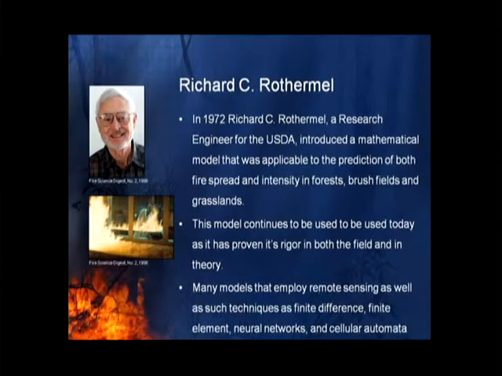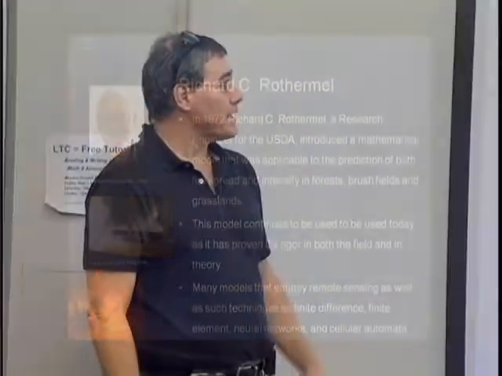And that's Richard Rothermel. In 1972, Richard C. Rothermel, a research engineer for the USDA, introduced a mathematical model that was applicable to the prediction of both fire spread and intensity in forests, brush fire, and grasslands. So yeah, it's mostly a fire spread model. The model is used today, and it's been upgraded.